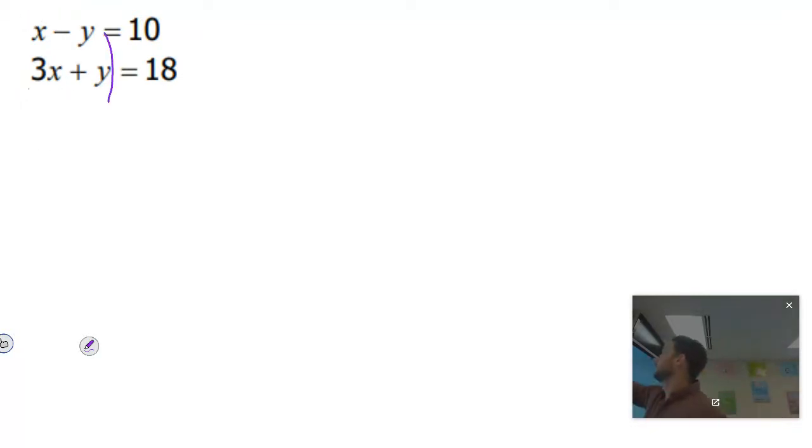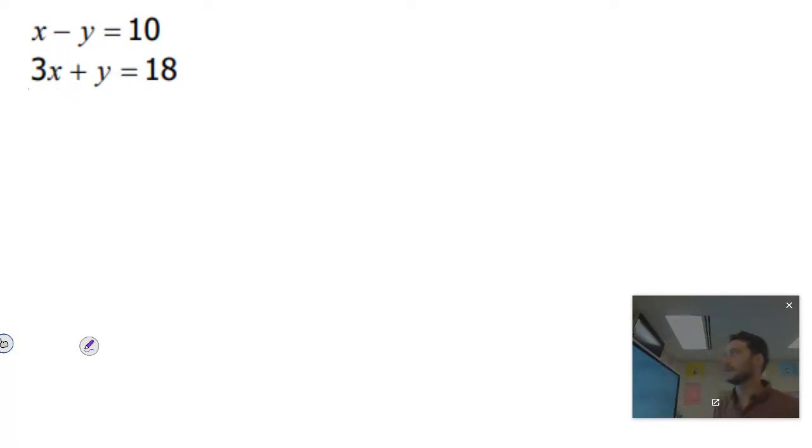Okay, interesting. What if I added here negative y and a positive y? Oh, nice. So a negative y and a positive y, if I added together, would cancel out, which is great. So it doesn't have to be the x's. It doesn't have to be the y's. It can be either one here. So we'll do this again quick.